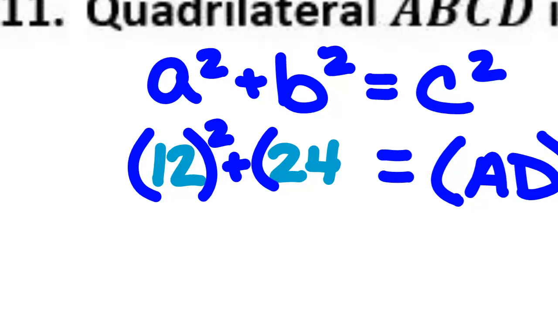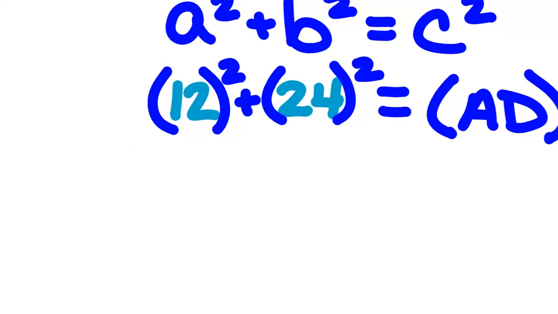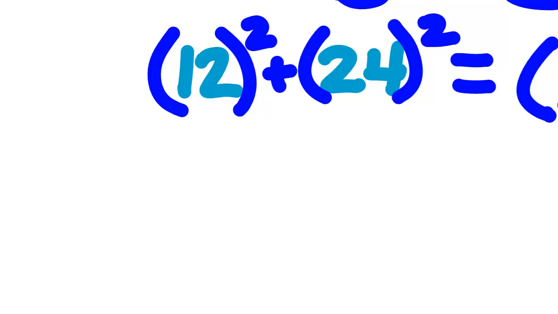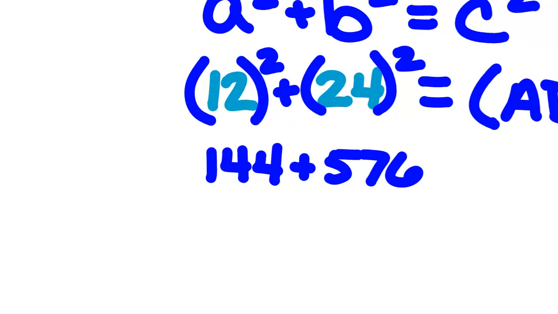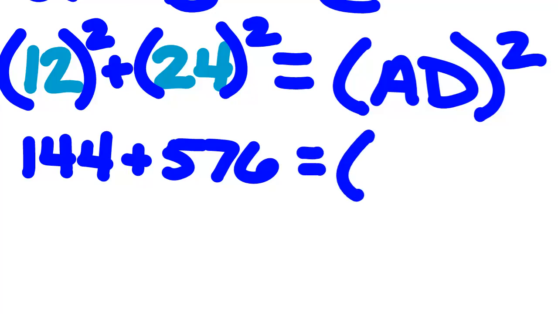So I have 12 squared plus 24 squared equals AD squared. What is 12 squared? 144 plus, what is 24 squared? 576. So 144 plus 576, what does that give me?